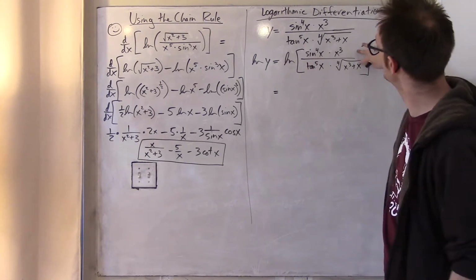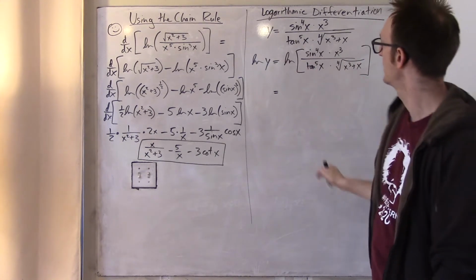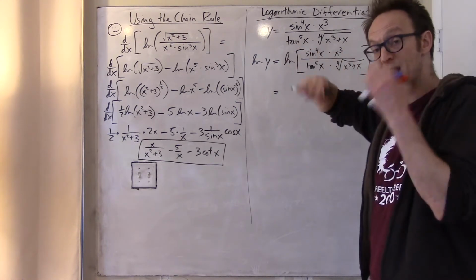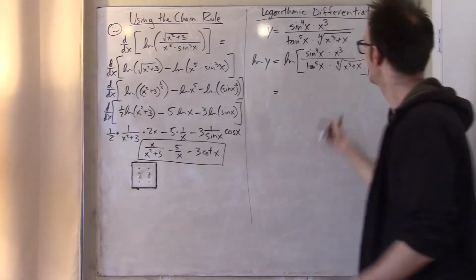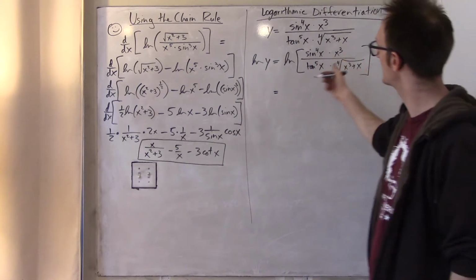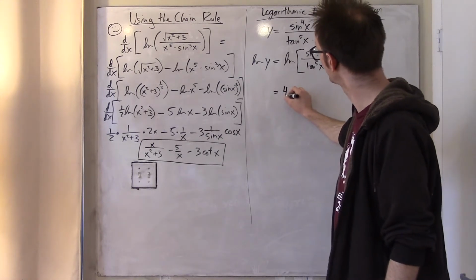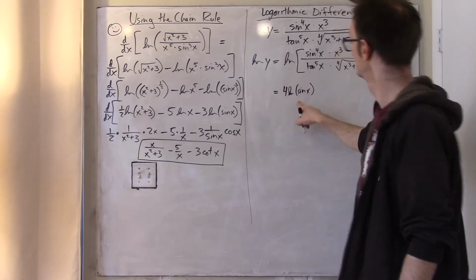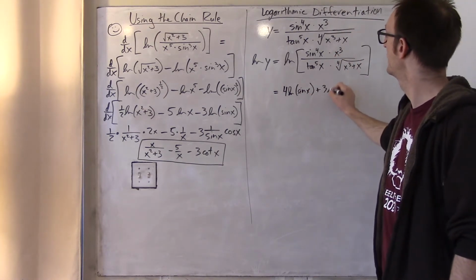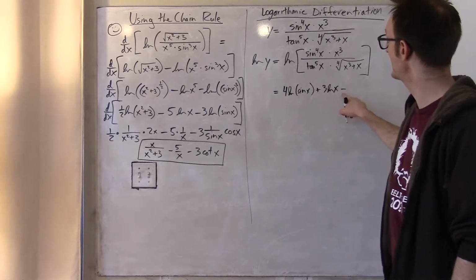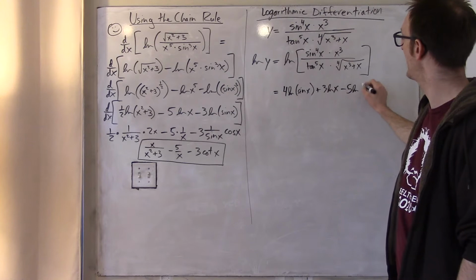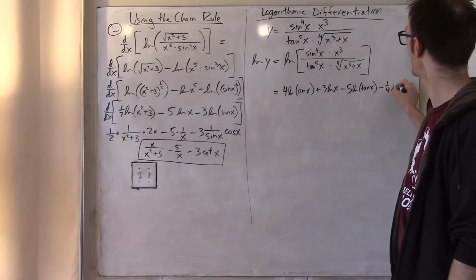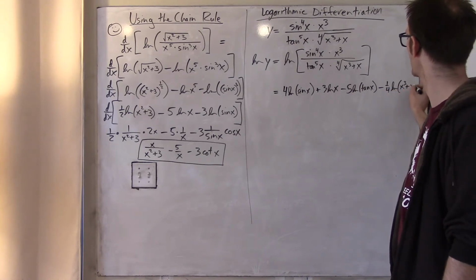So what do I know? Well, the ln of a quotient is the ln of the numerator minus the ln of the denominator. So then I have the natural log of the numerator. Well, the numerator is a product, so the natural log of a product of two things is the sum of them. But then this also has a 4 in it, and this has a 3 in it. So this becomes 4 ln sine x plus 3 ln x minus 5 ln tan x minus 1/4 ln x cubed plus x.